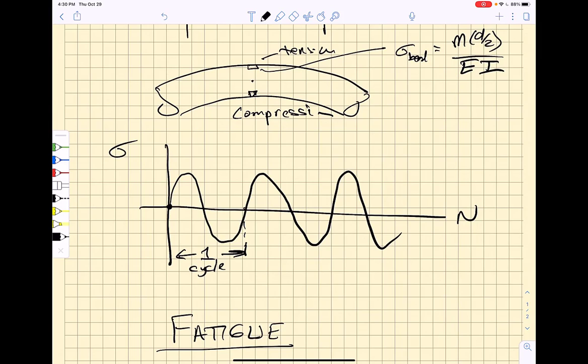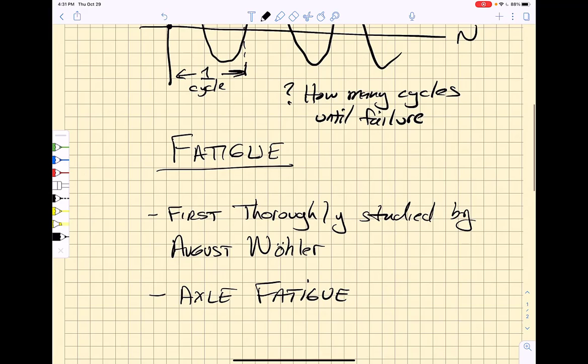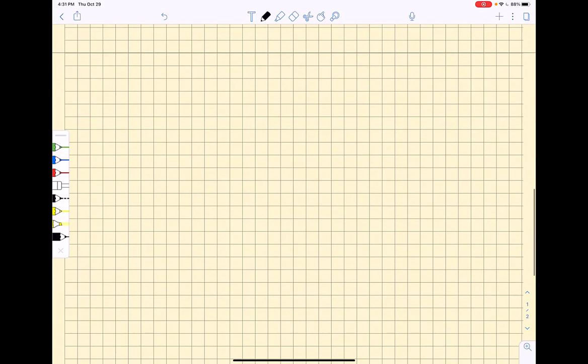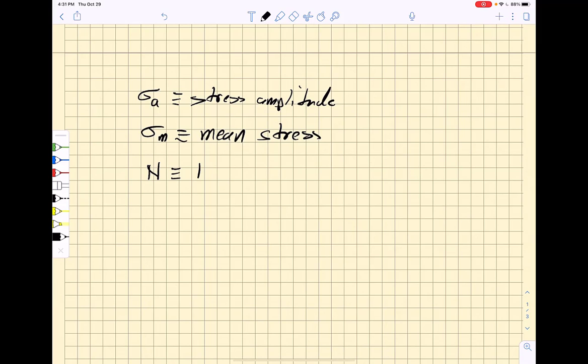It makes sense to ask the question, how many cycles until failure? We want to be able to guarantee a lifetime for our component. So we really need to know how many cycles will cause failure. This initial fatigue problem was looked at by a gentleman named August Wöhler, who first thoroughly studied it, and he was looking precisely at the same example I was showing you, and that is axle fatigue in trains. So we have to characterize that cyclic loading, which means we need to know the stress amplitude, the mean stress, and the number of cycles to failure.